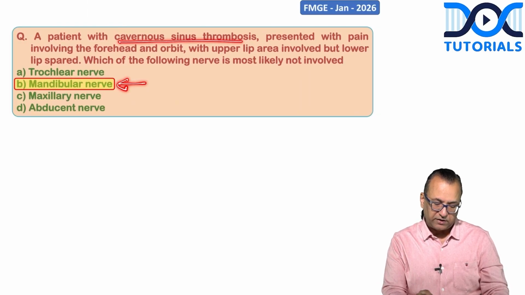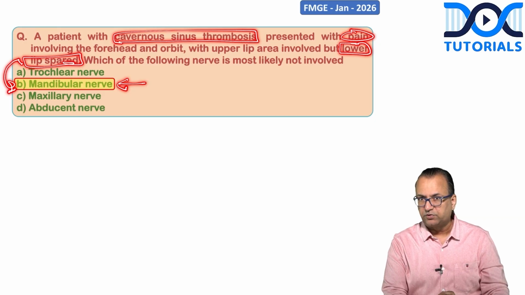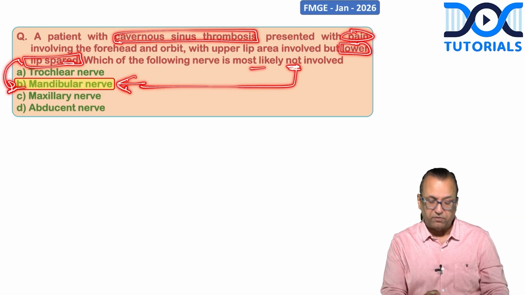It is a case of cavernous sinus thrombosis. There is pain, which is not present in the lower lip. So the lower lip is spared. The lower lip area is supplied by the mandibular nerve. So asking what is not involved, the mandibular nerve is not involved.